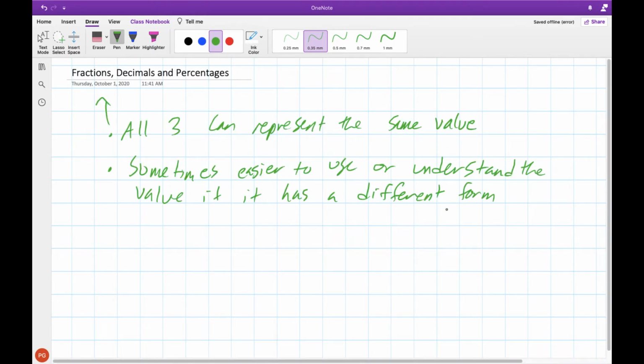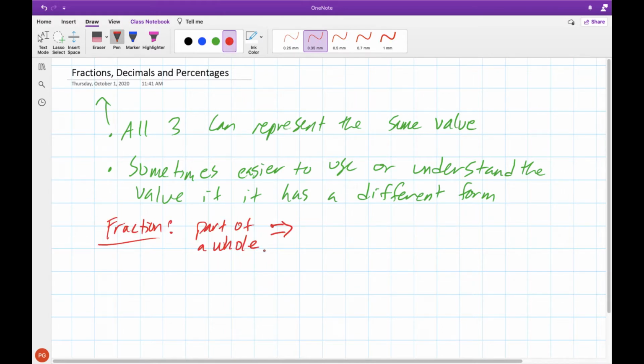So as we've seen, we can go between all three. We've done the conversion between fractions, decimals, and percentages, and they can all represent the same value or the same number. But sometimes it's easier to understand the situation and the number if it has a different form. Sometimes it's easier to understand or use as a fraction, decimal, or a percentage.